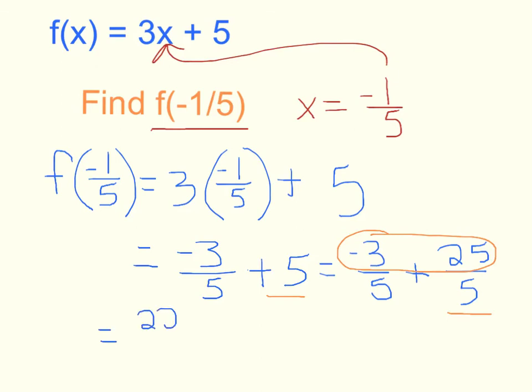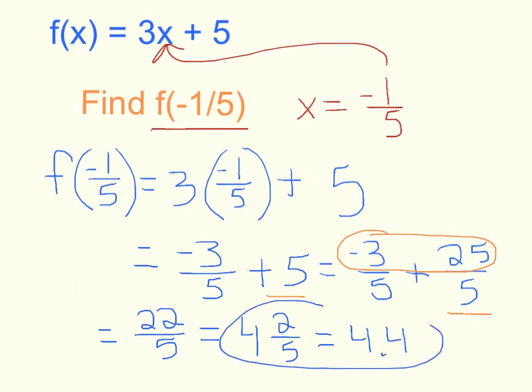So 22/5. And then I can change that to a mixed number. 5 goes into 22 4 times, 2 left over, 4 and 2/5. I will also accept the decimal, which would be 4.4. So f of -1/5 equals 4.4.